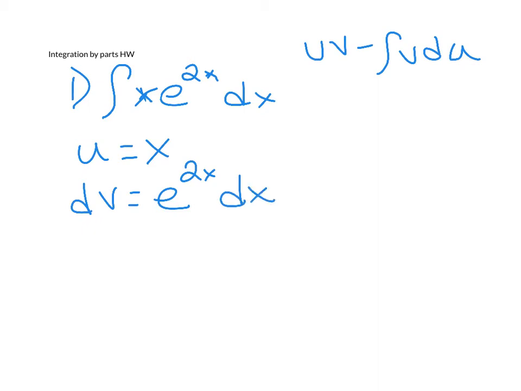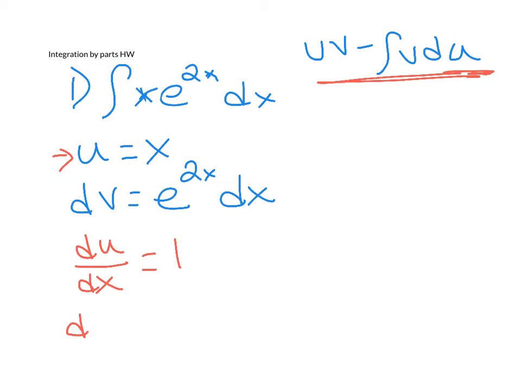Once you have that, you want to take the derivative of whatever you assigned to be the u value, so the derivative of u with respect to x. The u that I assigned has a derivative of 1. But notice in the formula there's no du dx, it's just a du. So I need to get du by itself. I multiply both sides by dx, and I get du equals 1 dx, or you could just write it as dx.